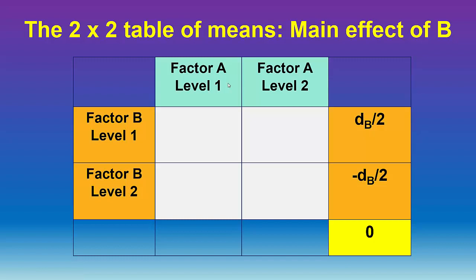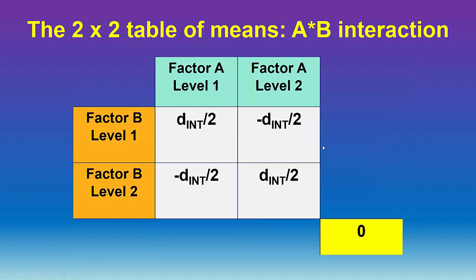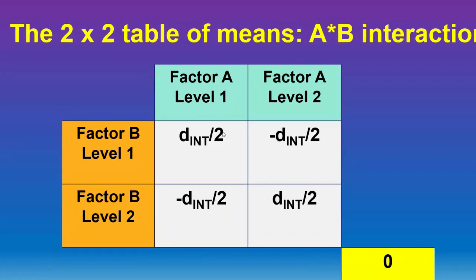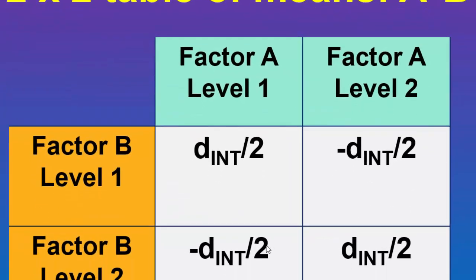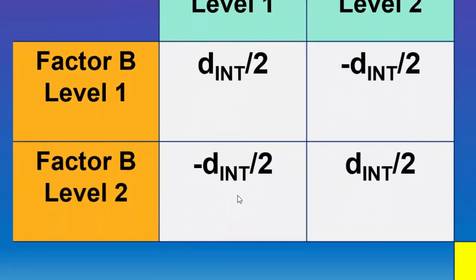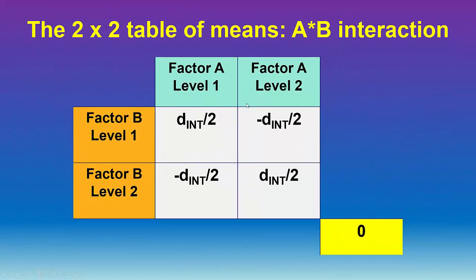And now finally, what do we do for the interaction? A little bit more complicated. Here we have a d for the interaction. What we do is we have the same occurrence at level 1 of factor B for the effect of factor A, d over 2, and then minus d over 2. And then for the other level of factor B, we simply have the mirror image of that, where the minus effect is here and the plus effect is here, producing that crossover that we saw earlier. That's how a perfect crossover interaction is specified.